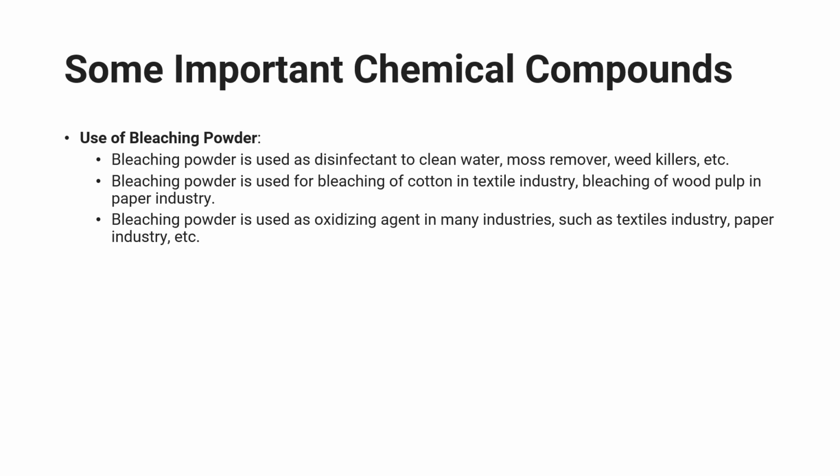Use of bleaching powder. Bleaching powder is used as a disinfectant to clean water, moss remover, weed killers, etc. Bleaching powder is used for bleaching of cotton in the textile industry, bleaching of wood pulp in the paper industry. It is also used as an oxidizing agent in many industries such as the textile industry, paper industry, etc.